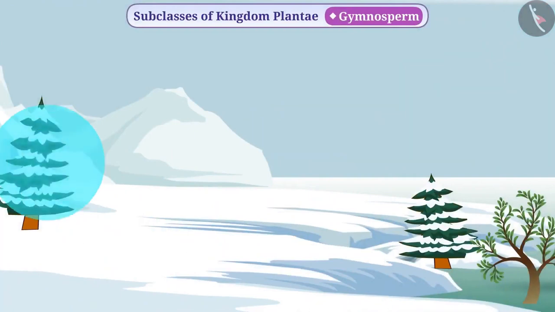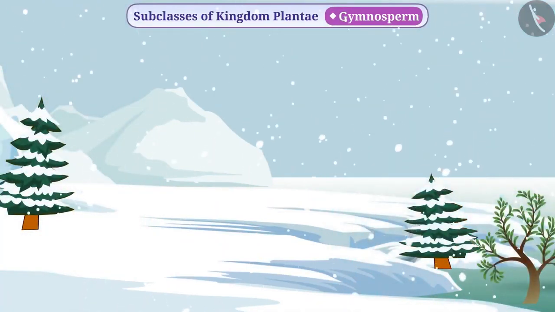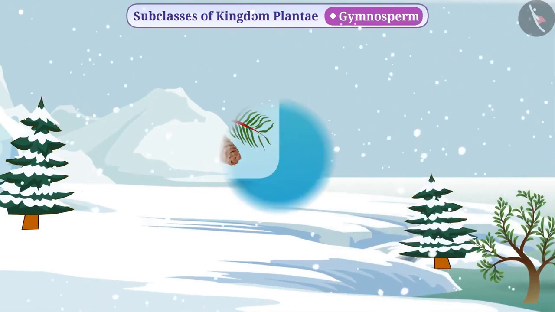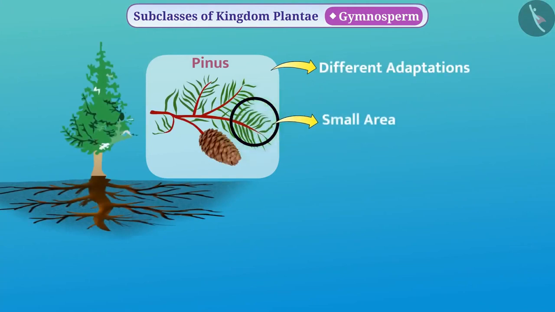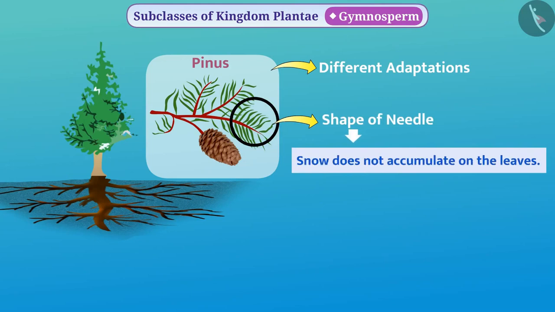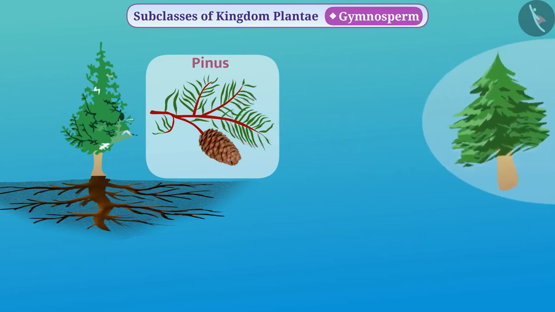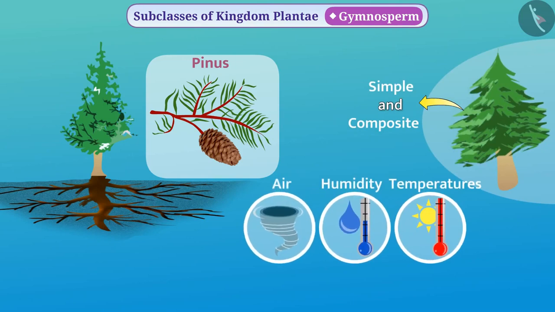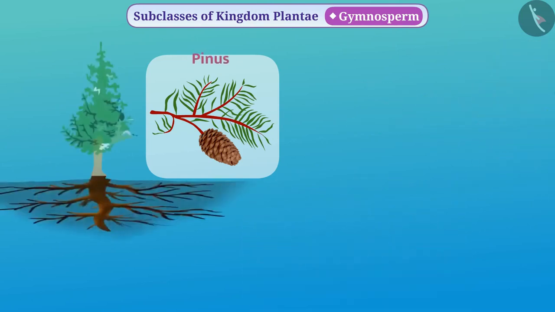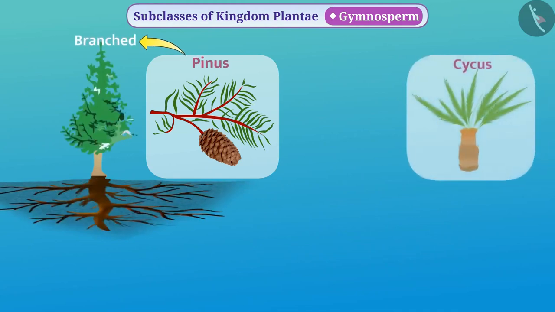Generally, they are found in colder regions where the snowfall is high. These plants have different adaptations, such as leaves of small area with the shape of a needle so that snow does not accumulate on the leaves. Some gymnosperms have simple and compound leaves. They can tolerate extreme temperatures, humidity, and wind. The stems of some gymnosperms, such as pinus, are branched, while the stems of some gymnosperms, such as cycas, are unbranched.